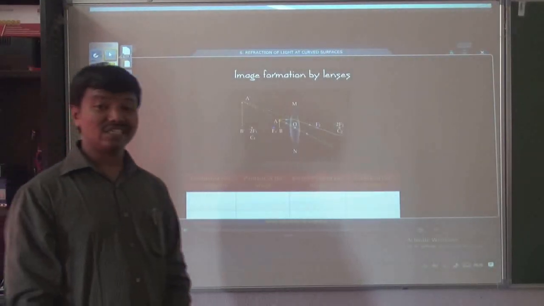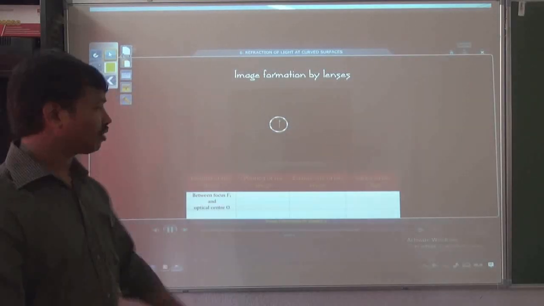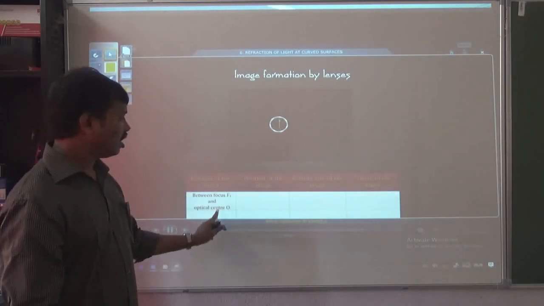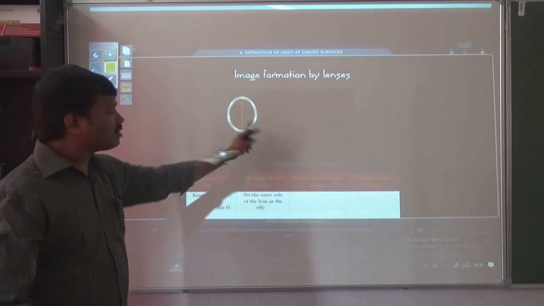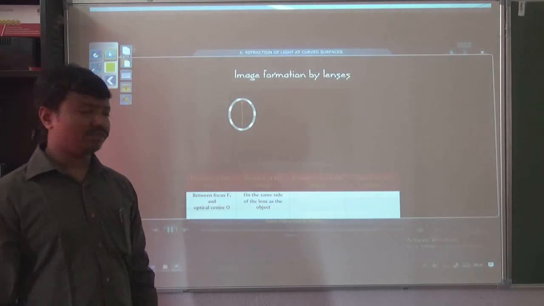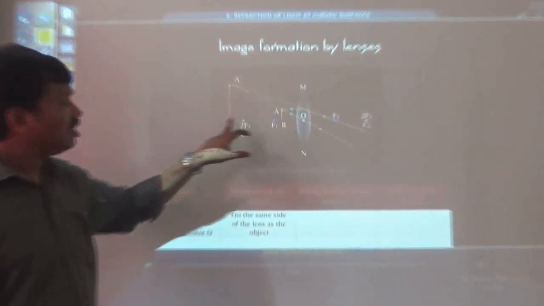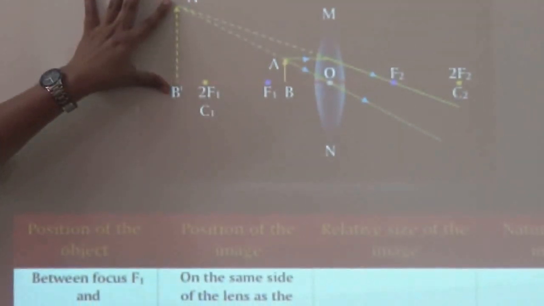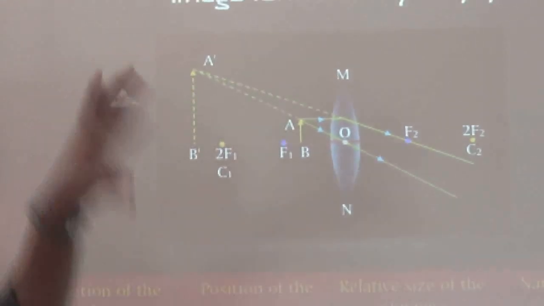The last case is the sixth case, where the object is situated between the focus and optic center. The position of the image is on the same side of the object. This is the object, and this is the image. This is not a dark line, it is a dotted line. Dotted line means virtual image.